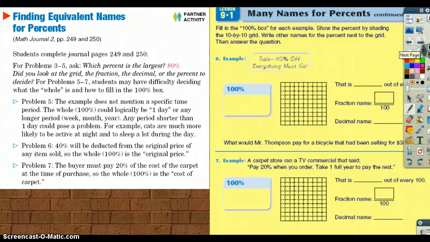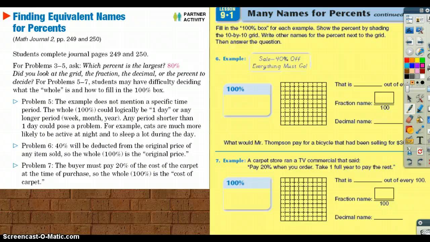The example does not mention a specific time period. The whole 100% could logically be a day or even a longer period: a week, a month, a year. Any period shorter than 1 day could pose a problem. For example, cats are much more likely to be active at night and to sleep a lot during the day. Problem 6, though, says 40% will be deducted from the original price of any item sold.